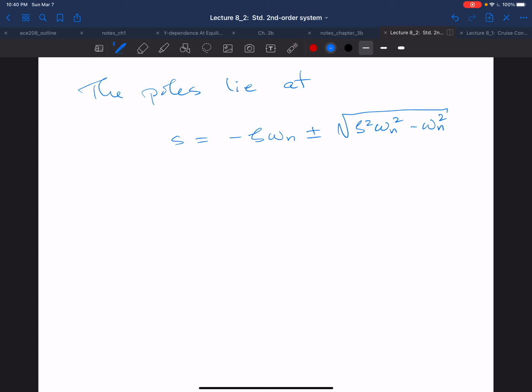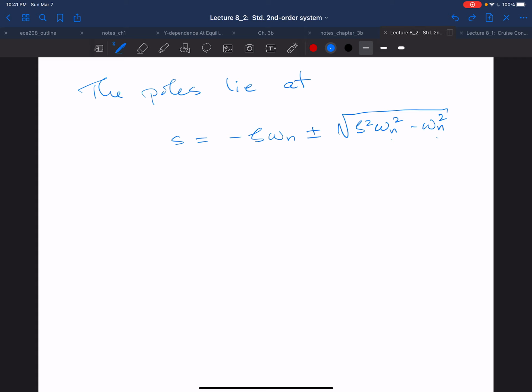So given that the denominator is a quadratic, say with coefficients a, b, and c, we know that the roots lie at minus b over 2 plus or minus 1/2 the square root of b squared minus 4ac, or in other words, minus b over 2 plus or minus the square root of (b over 2) squared minus 4ac. A in this case is 1, so what we get in this example is minus zeta omega n plus or minus the square root of zeta squared omega n squared minus omega n squared.